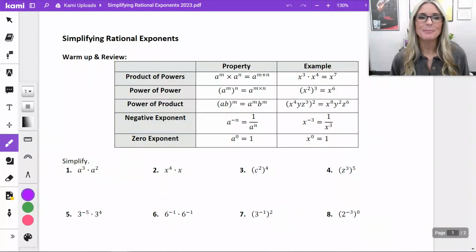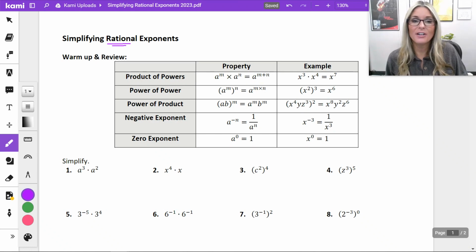Today, we're going to look at simplifying rational exponents, or in other words, fraction exponents. But before we do that, let's review just our exponent rules. I've got here the names in the table, the property, and an example.